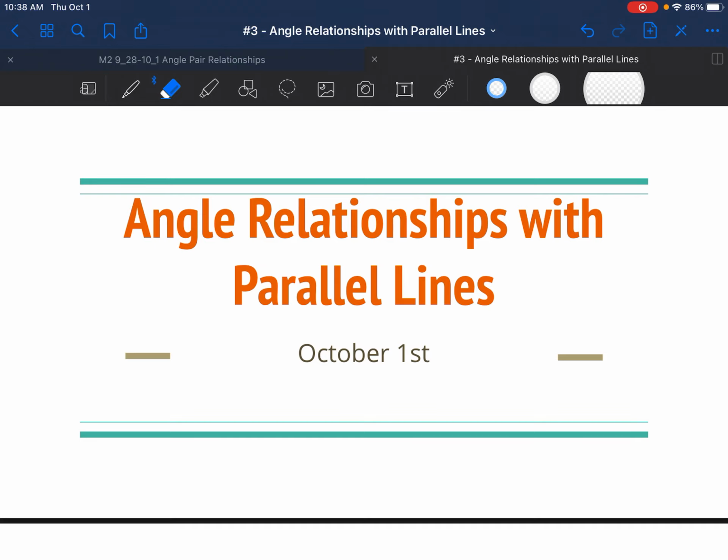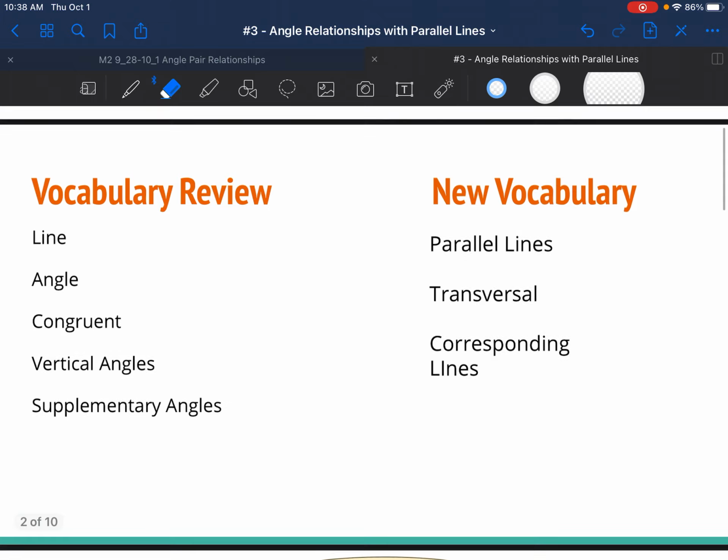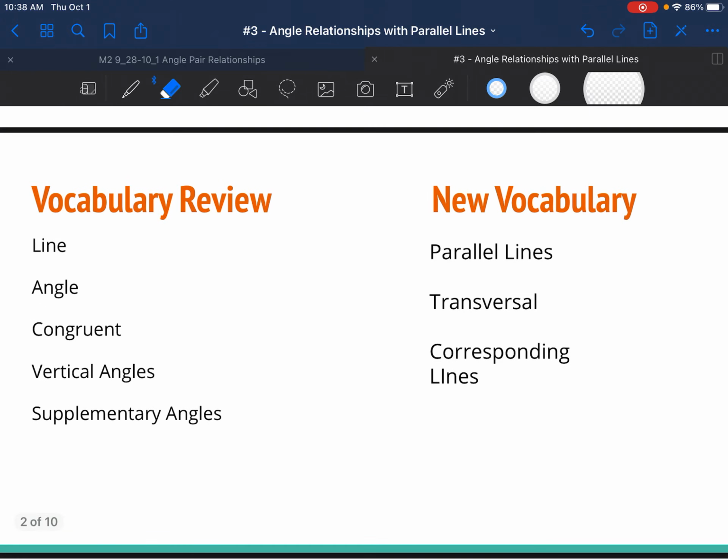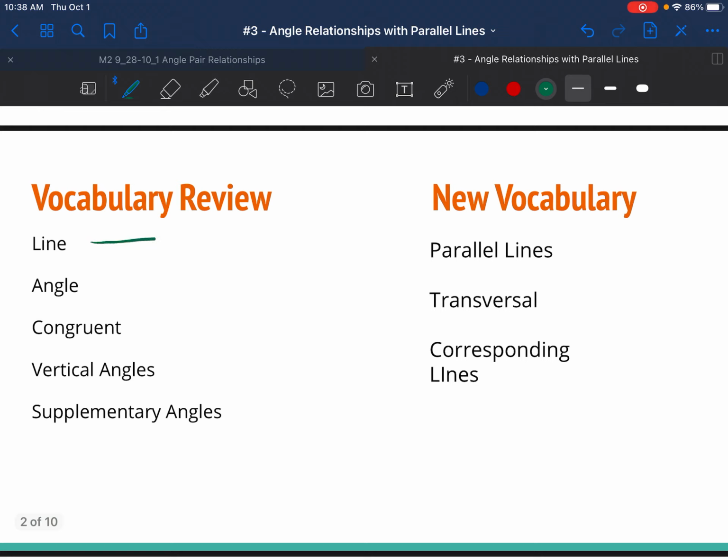We are focusing on angle relationships with parallel lines. So we have a lot of vocabulary that is a review and then some new words. For our review, we know that a line is just that straight segment. An angle is where two lines meet. So that angle is right there in the middle.